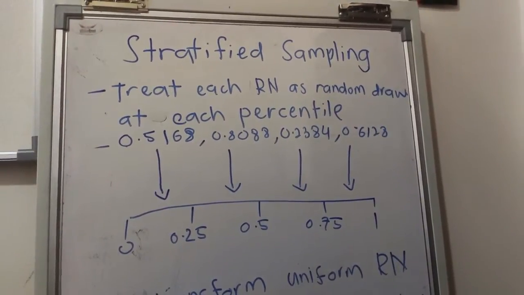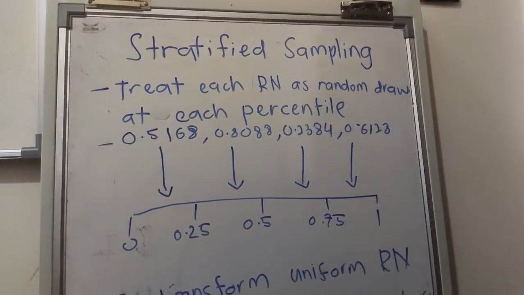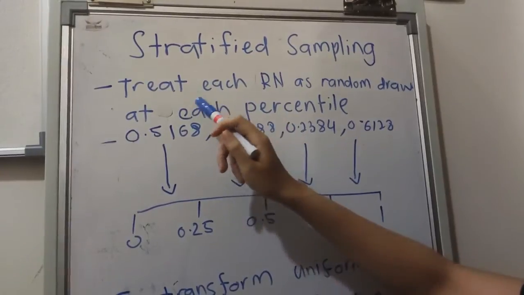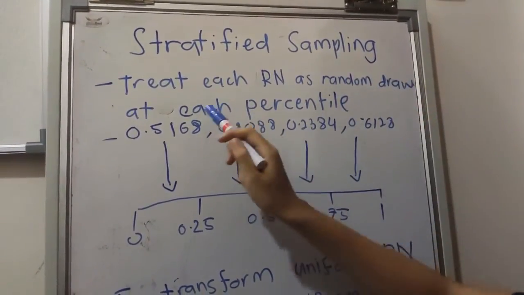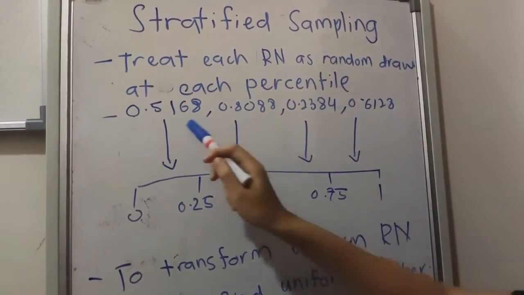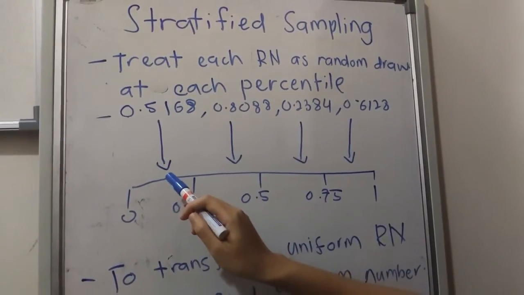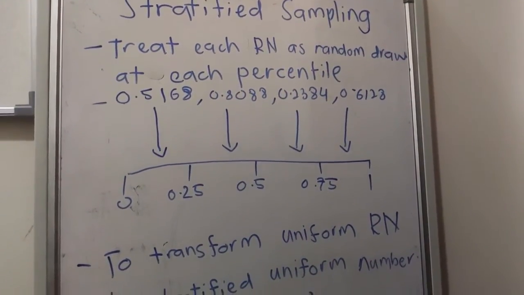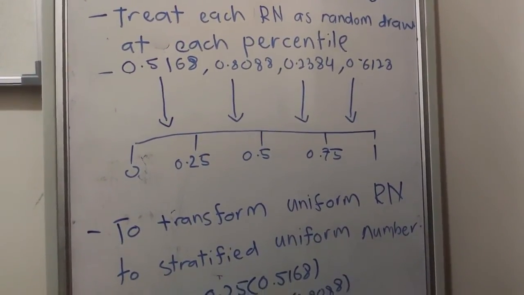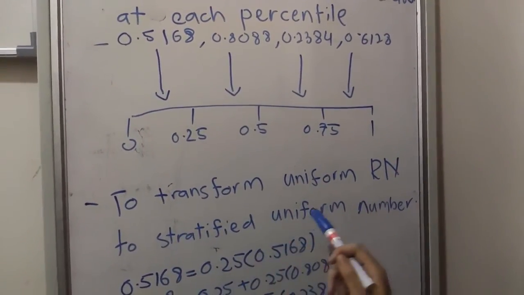For the last method in efficient Monte Carlo valuation, there is stratified sampling. It treats each random number as a random draw at each percentile. Now we have a few random numbers, and we assign each random number to its own percentile. The conclusion is that stratified sampling transforms uniform random numbers to stratified uniform numbers.